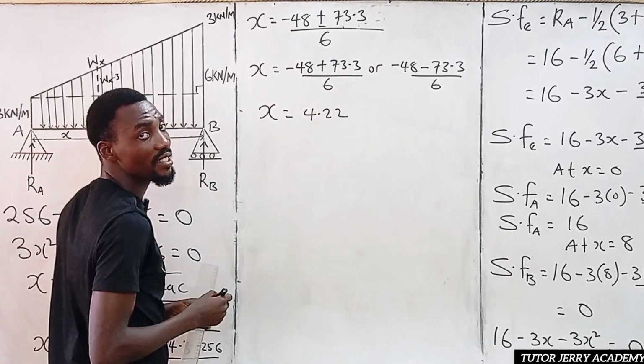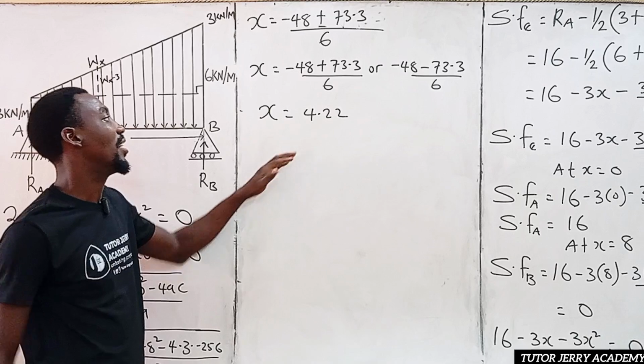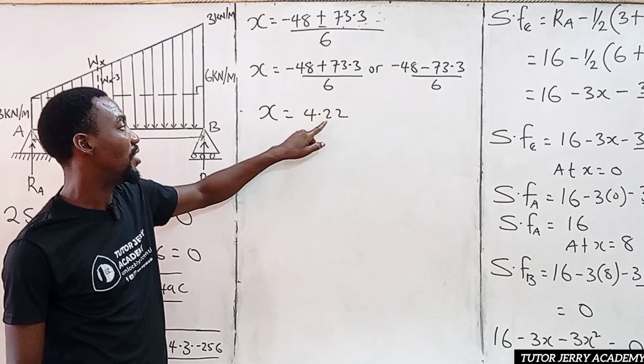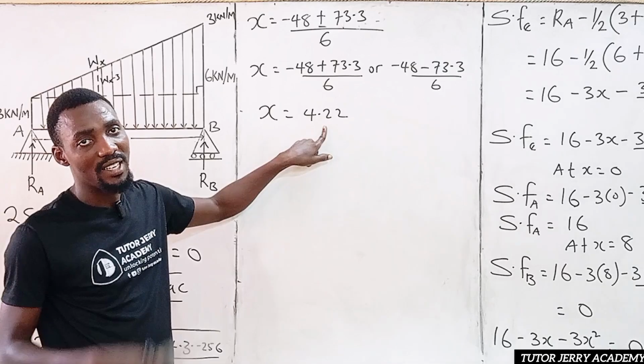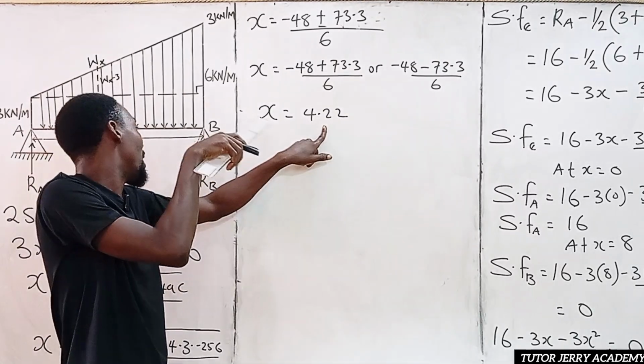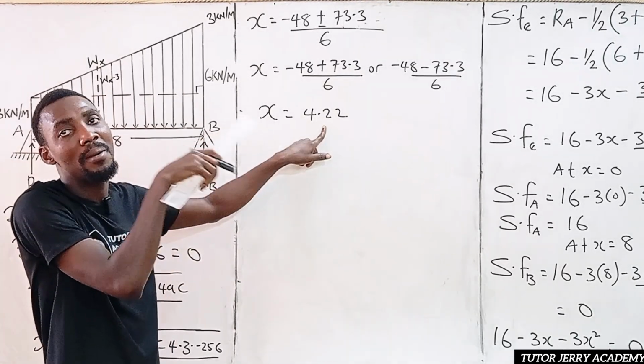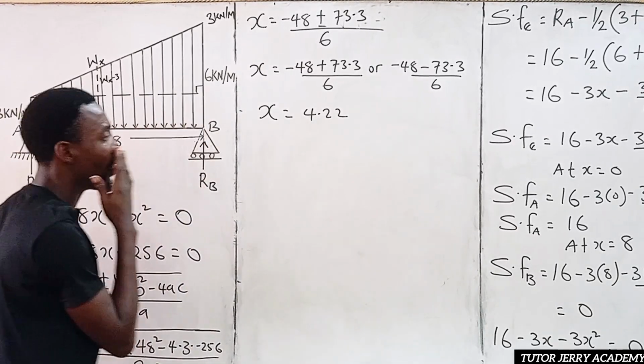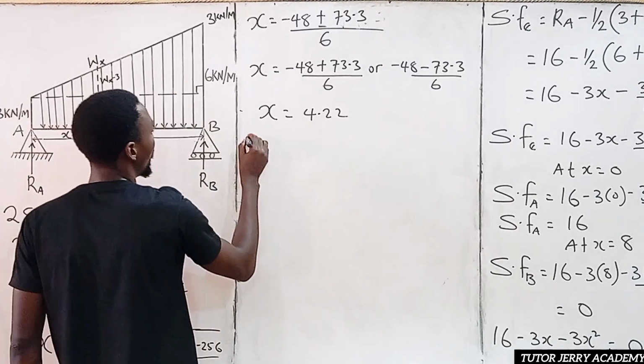This is the value at which our shear force is going to be equal to 0. And here is where we are going to have our maximum bending moment. All right, so that's it. So now let's go for our bending moment equation.